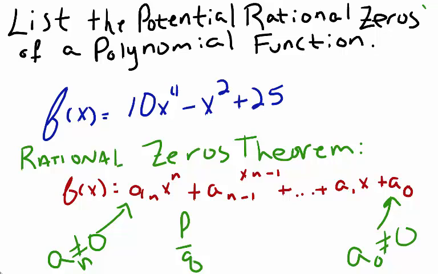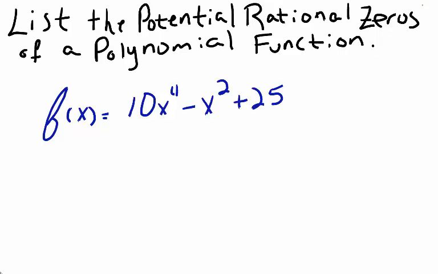So in other words, for the given polynomial function 10x to the fourth minus x squared plus 25, we assign p to our constant 25, in other words, our a sub 0 term, and q to our lead coefficient 10, which is our a sub n term. Taking the ratio of p over q, we look to find all factors of both p and q.